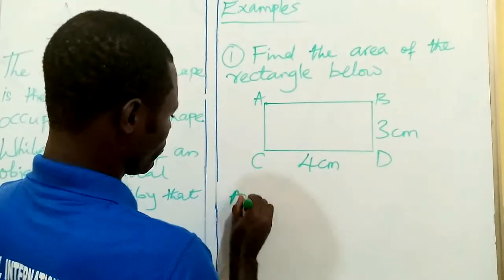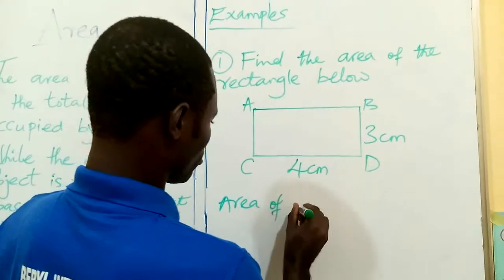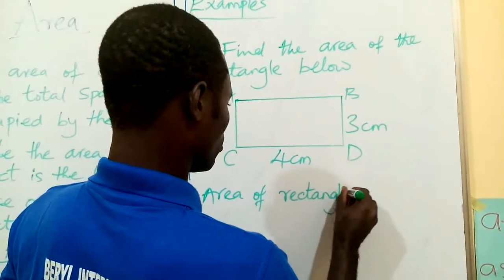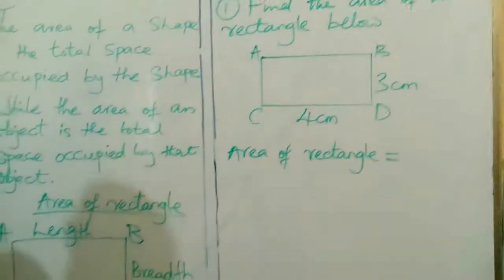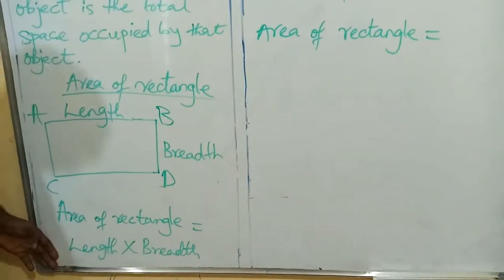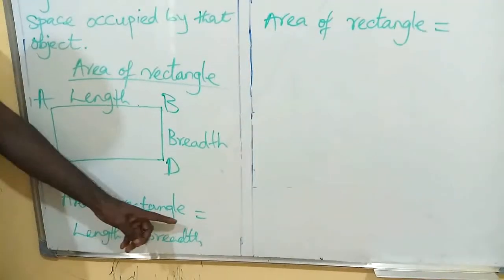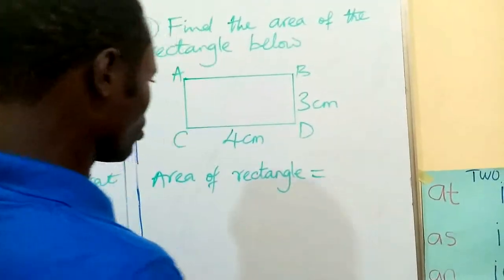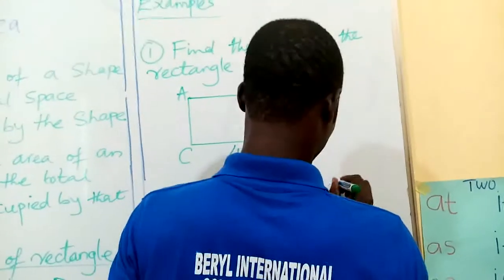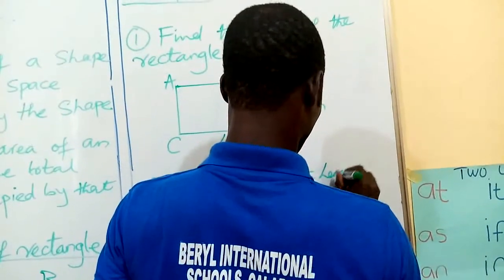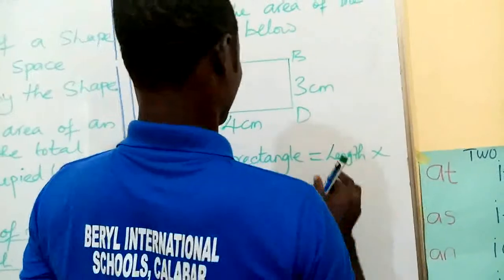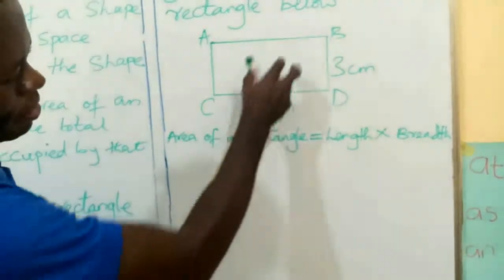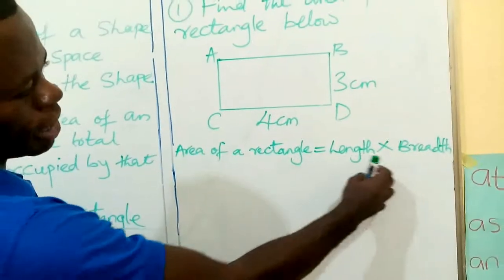We have area of rectangle equals to, what's the formula for calculating the area of a rectangle? From the formula we've looked at earlier, area of a rectangle is equals to length times breadth. Using the same formula, we have here length times what? Breadth. The formula of the area of this rectangle is equals to length times breadth.